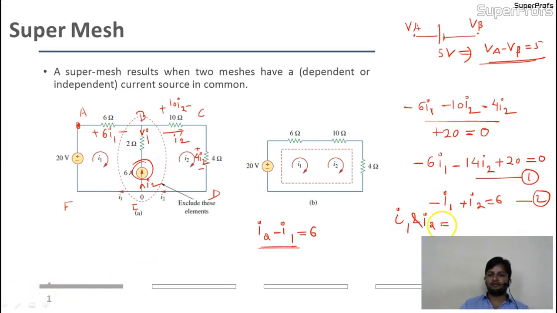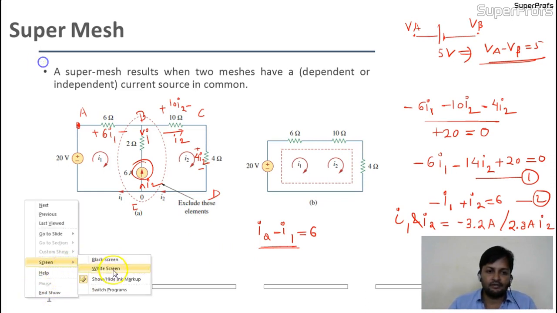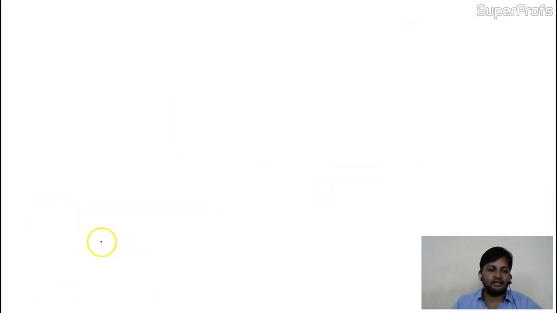Is it clear? If you solve for I1 and I2, you will get I1 as minus 3.2 ampere and I2 as 2.8 ampere. Is it okay? This is the super mesh concept. Now I'm going to take one GATE example. In GATE, I'm taking the 2008 question.